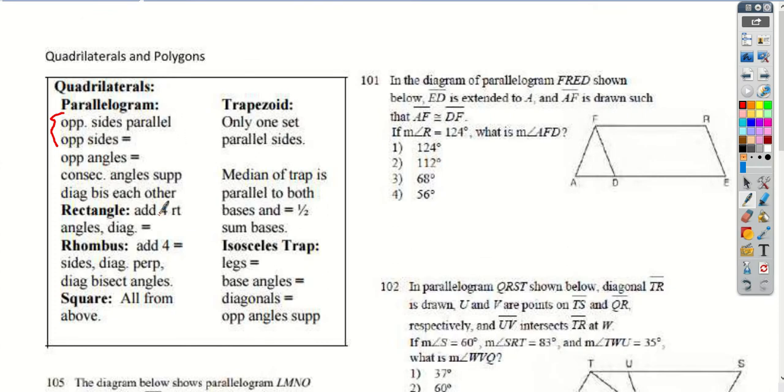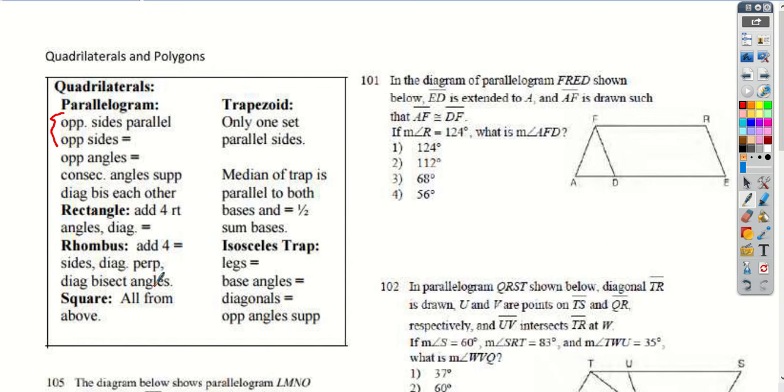Okay, rectangles: 4 right angles, diagonals congruent. Rhombuses: 4 sides are congruent, the diagonals are perpendicular, and they also bisect the angles, and a square has all of that stuff. Trapezoid only has one set of parallel sides. The median in a trapezoid is the average of the two bases.